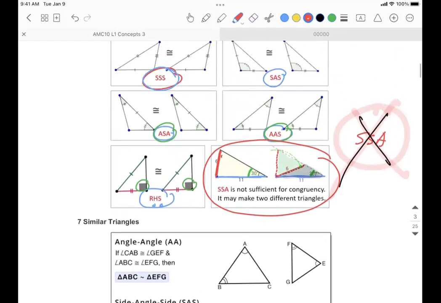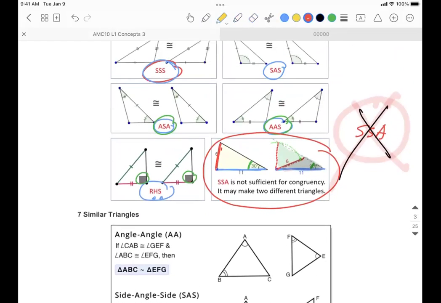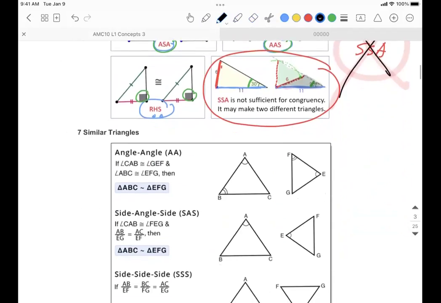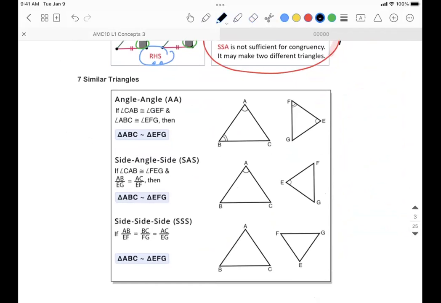Okay. Before we jump to similarity, you can find that for all the congruency rules, at least you have a side condition. You can have one side, two sides, three sides, I don't care, but at least you need to have a side condition. Okay? Now let's go to similarity.